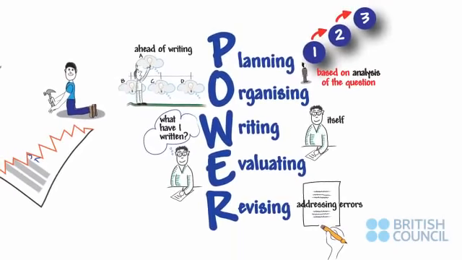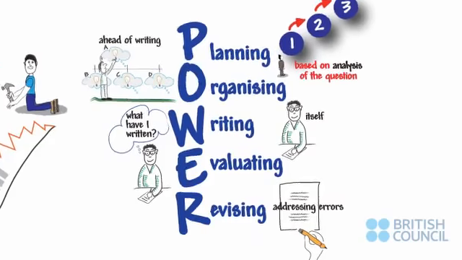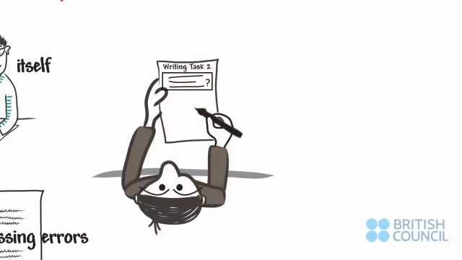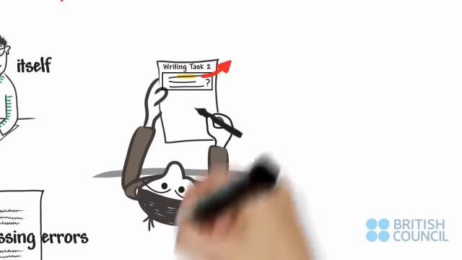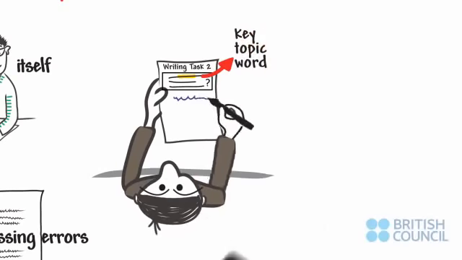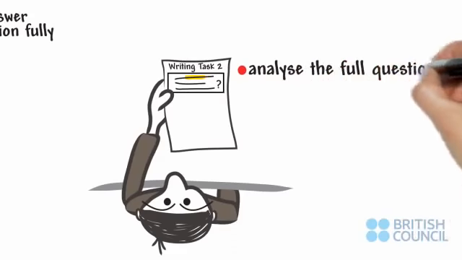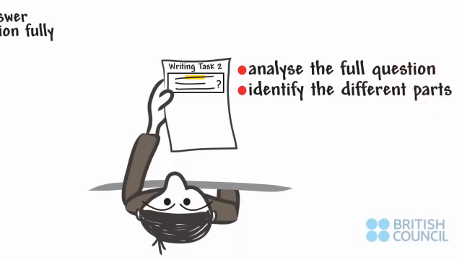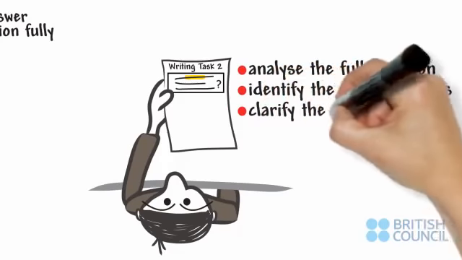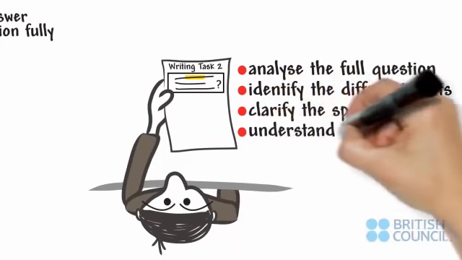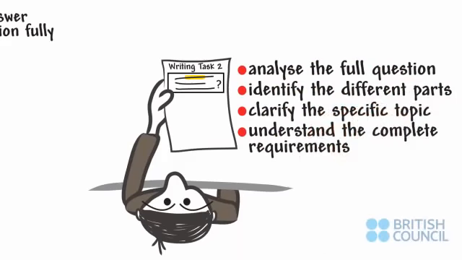The first step is to plan. This must be on the basis of the full question. Do not get distracted by specific words in the question. As a result, many test takers see a key topic word and then write an answer, but fail to answer the question fully. You must analyze the full question, identify the different parts to the question, clarify the specific topic, and understand the complete requirements in the question.